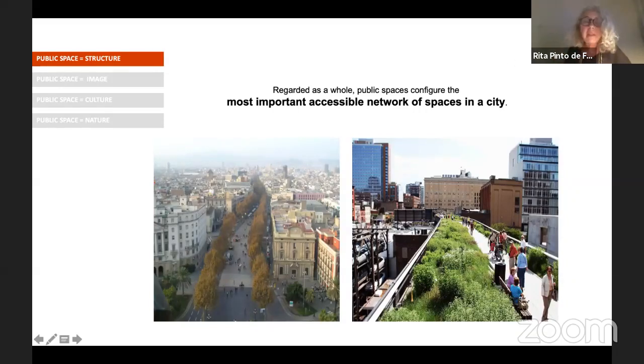Public space is all the network of voids. It means streets, squares, accessible buildings. The physical structure of the city is the structure of its streets, of the network of transportation. This is the accessible part of the city.